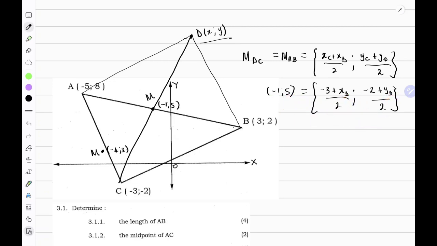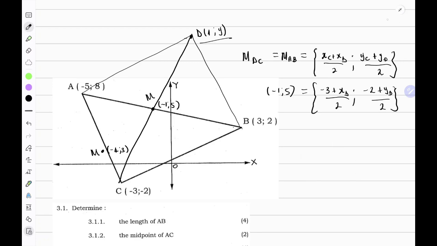So we can start with the x coordinates. We can say negative 1 is equal to negative 3 plus XD over 2. So we can cross multiply. Negative 2 is equal to negative 3 plus XD. Therefore, XD should equal negative 2 plus 3, which is equal to positive 1. So I'm just going to replace XD on the schematic with positive 1.